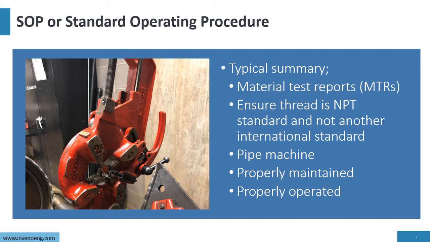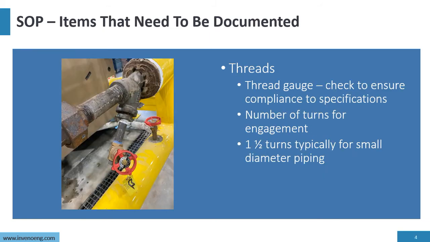And the pipe machine: make sure it's properly maintained and also properly operated. One of the things with the pipe machine, before starting to make threads, make sure it's clean and prepared to make a good NPT connection. Threads: a thread gauge, check to make sure it's in compliance. There are a number of different methods to check the threads. Thread plug gauge. Make sure you have these readily available for the people installing the NPT connections.